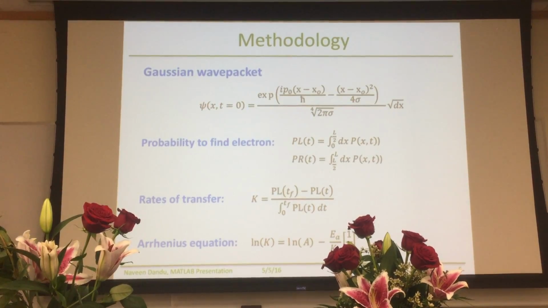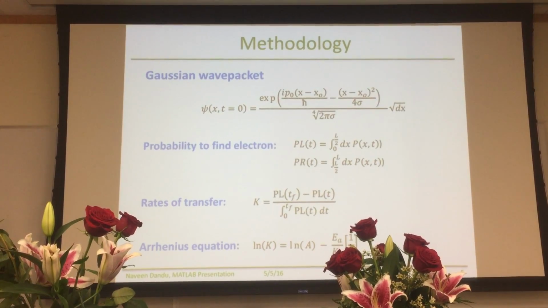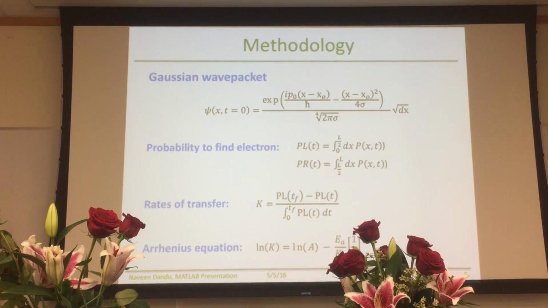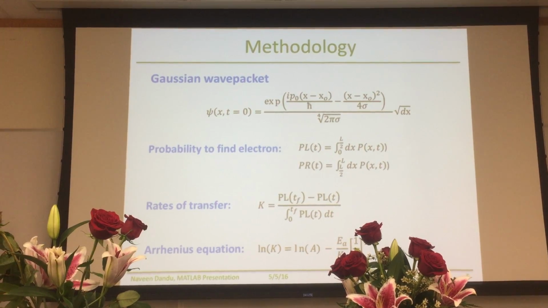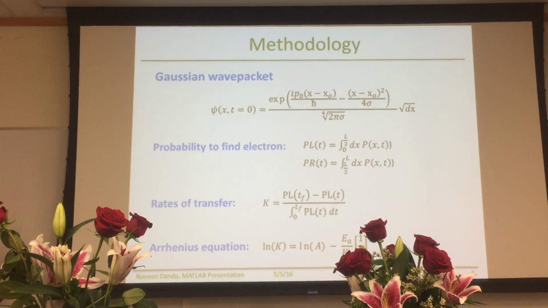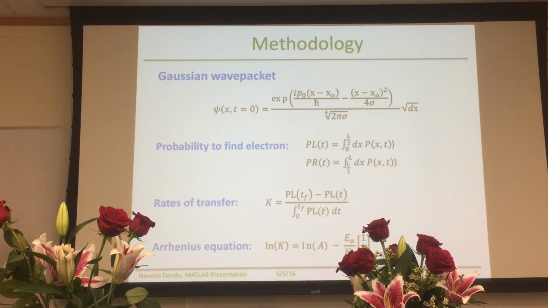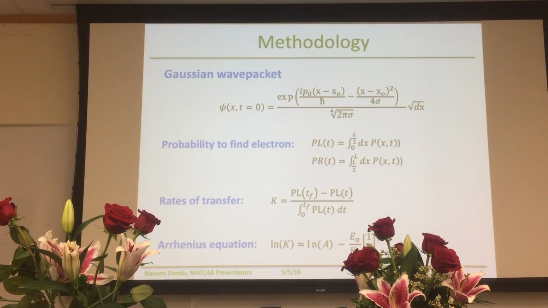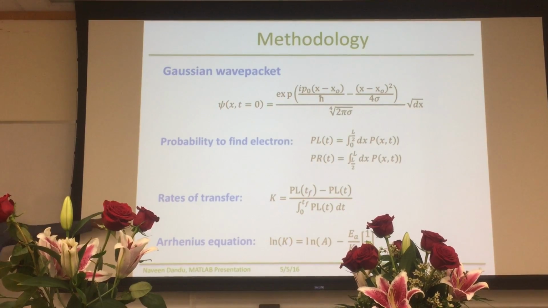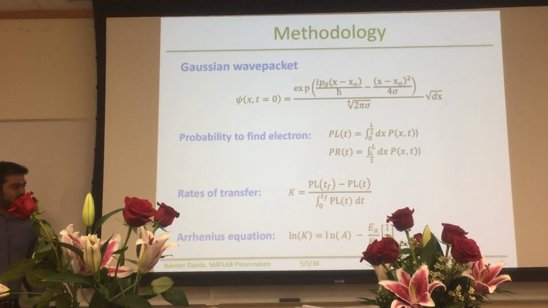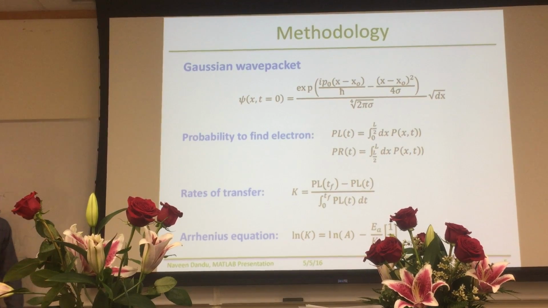For the rates of transfer, we utilize K as a formula where the difference between the probability at the final time and at the initial time is divided by the summation of probability over the entire time. Making use of these kinetic rate constants, we utilize the Arrhenius equation to determine the activation energy using Arrhenius plots.